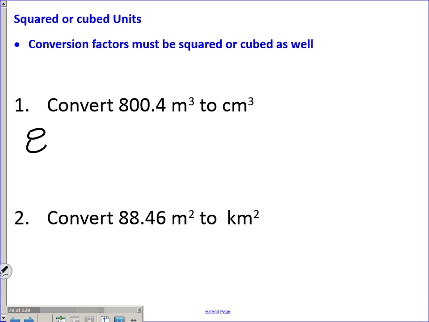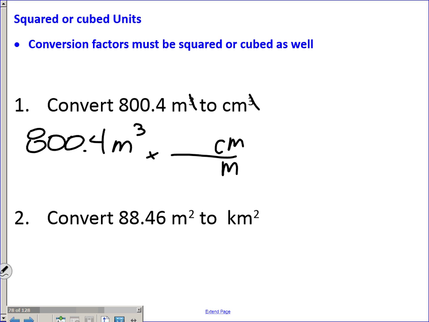Take your 800.4 meters cubed, multiply, and let's just ignore this cube for a second. Just pretend that little cube is not even there. Same thing on the question and answer up here. So if you didn't have this and this, what would you normally put right here? Centimeters and meters, and then what's the number that correlates them? 1 and 100. Okay.